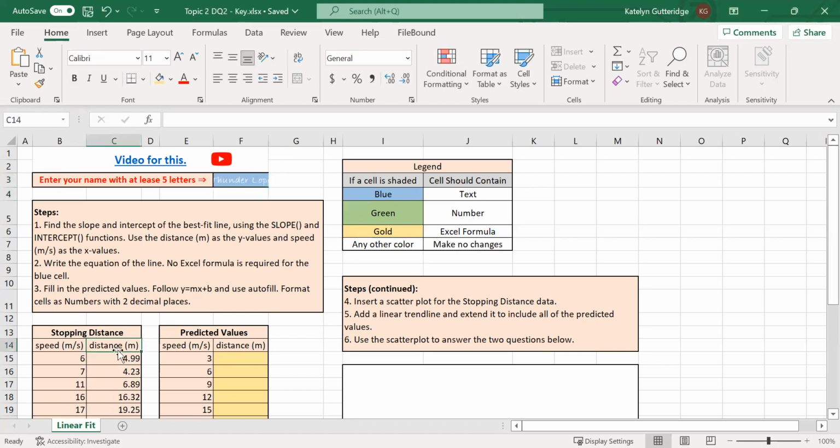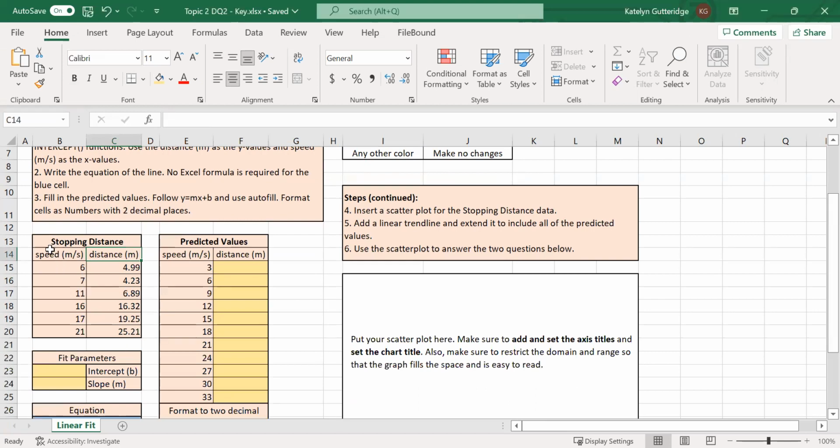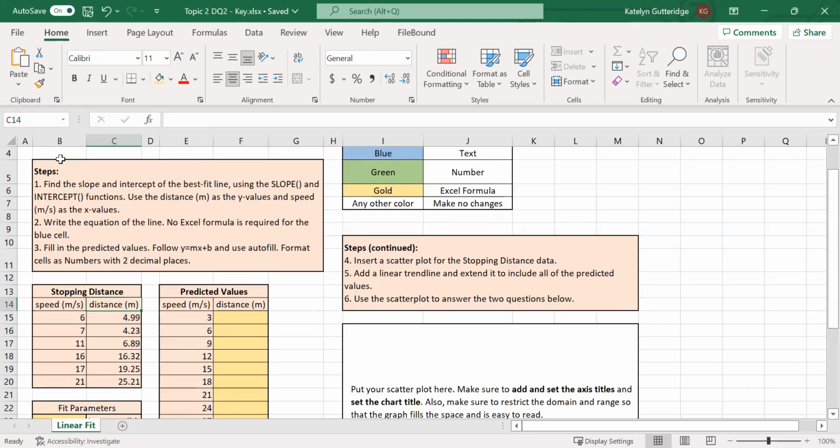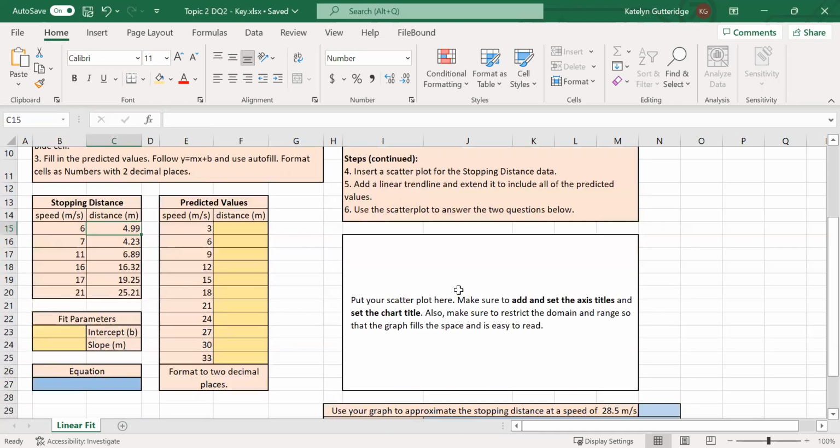Once you put your name in, you should see your data generate. The data we're starting with is the stopping distance data. We have the speed, meters per second, and the distance in meters. And if you go up into the steps, they'll tell you which one represents which. We're using the distance as the y values and the speed, meters per second, as the x values. So in our table, the speed is our x values and the distance is our y values.